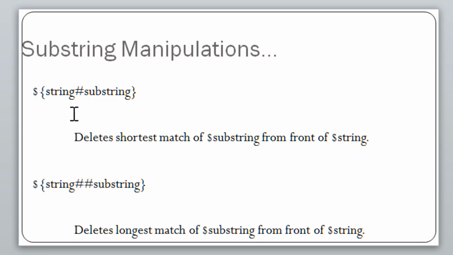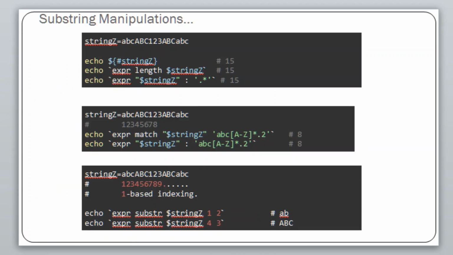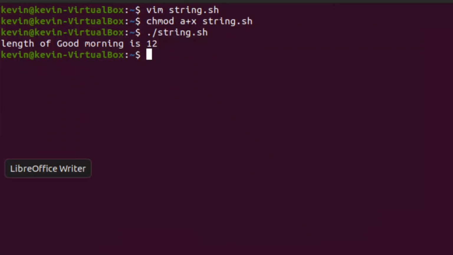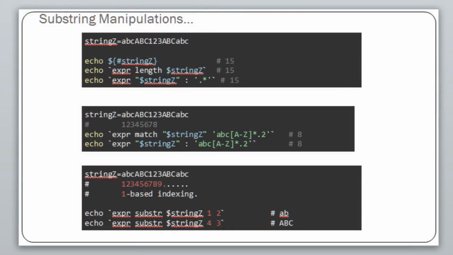We have two different values here. It's going to delete the shortest match of substring from the front of string. And on this one, we have two hashes, two strings. It's going to delete the longest match of substring from the front of string. Now here we have some more examples of string manipulation. Let's go back and look at that a little bit.